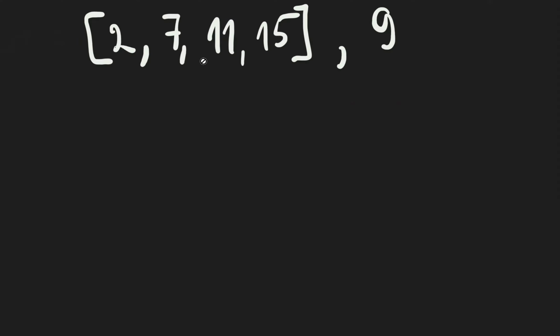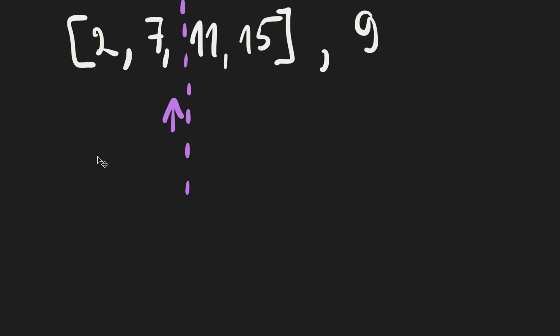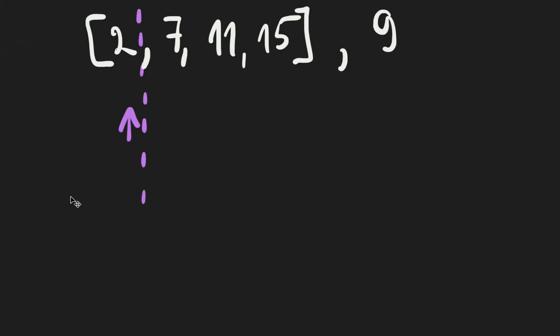So we have an array and the target, which is number 9. One simple solution would be to have two for loops, right? The first is the outer for loop, and then the inner for loop. And what we'll be doing is initializing the first for loop.